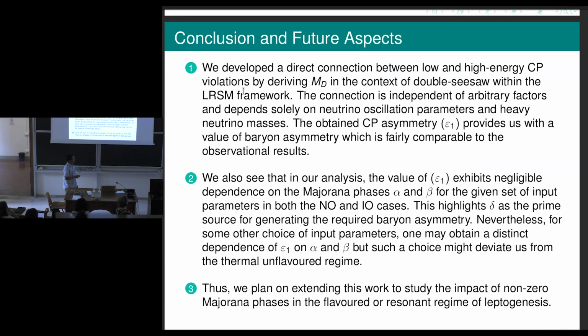To conclude, we develop a direct connection between low and high energy CP violation by deriving the structure of the MD in the context of the double seesaw in the left-right model. The connection is independent of arbitrary factors and depends solely on the neutrino oscillation parameters and heavy neutrino masses. The obtained CP asymmetry gives a value of the baryon asymmetry comparable with the observational data. We also see that in our analysis the asymmetry parameter has no dependence on the Majorana phases. It only depends on the Dirac phases.